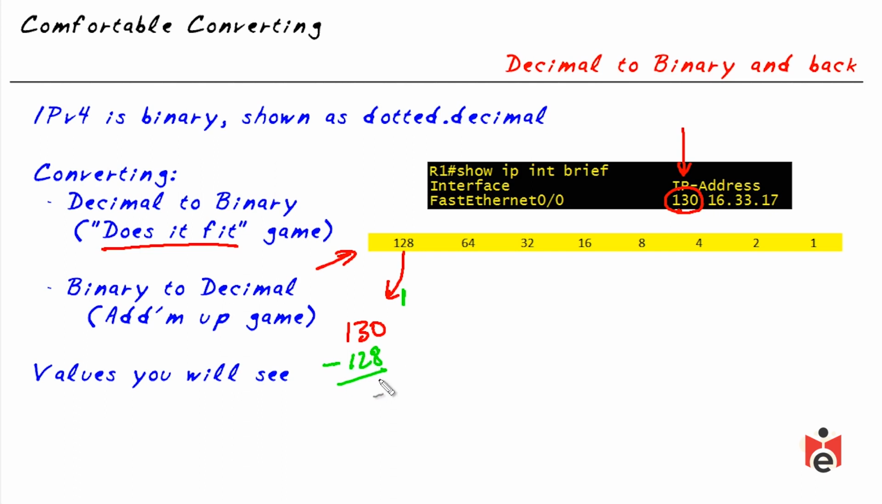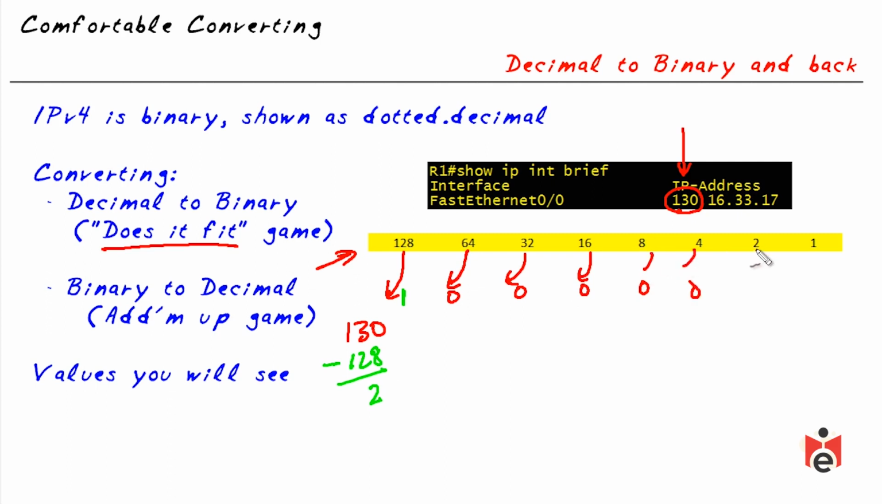So the remainder of this is 2. 130 minus 128 is 2. So we take that remainder and we play the game again. Does 64 go into 2? No. Well, it might a fraction of the time, but we're looking for, does that number go in an entire time at least once? And if the answer is no, it doesn't, we put a 0 there. How about 32? Does it go into 2? No, it doesn't, so that gets a 0. Does 16 go in? No, it doesn't, that gets a 0. 8, does it go into 2? Nope. How about 4? Nope.